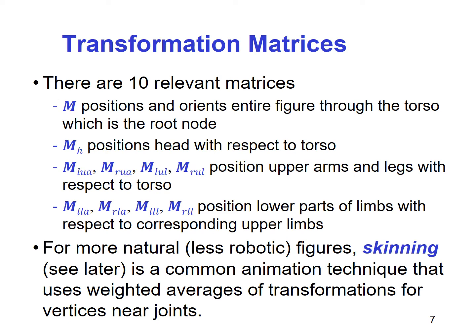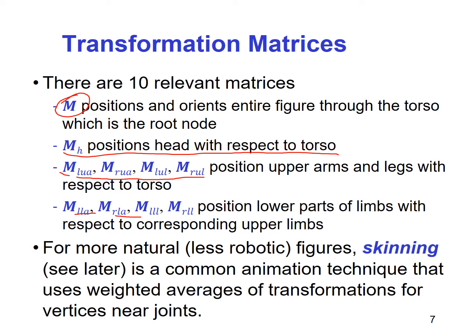There are 10 relevant matrices. M positions and orients the entire figure, so that's the main matrix of the complete model. So it will position the torso with respect to the remaining nodes. MH positions the head with respect to the torso, and then M_LUA, M_RUA, they stand for left upper arm, right upper arm, and so on. They would position the upper arms and legs with respect to the torso. And then M_LLA and M_RLA, they would position the lower parts of the limbs with respect to the corresponding upper limbs.